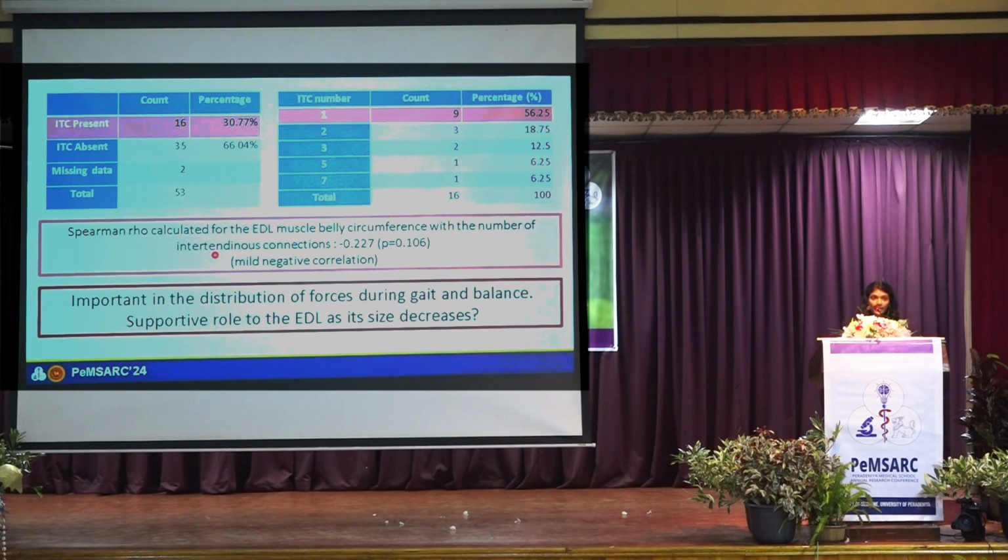Here we found a mild negative correlation between the extensor digitorum longus muscle belly circumference and the number of intertendinous connections. So when the extensor digitorum longus muscle was smaller, there were more intertendinous connections with the peroneus tertius muscle tendon. So, we can infer that these tendons are important in the distribution of forces during gait and balance and provide a supportive role as the size of the extensor digitorum longus decreases.